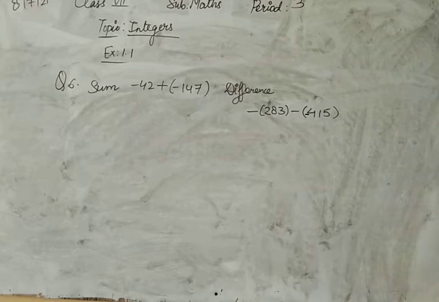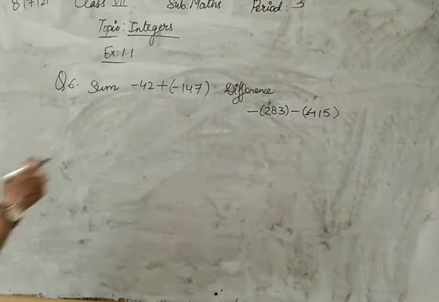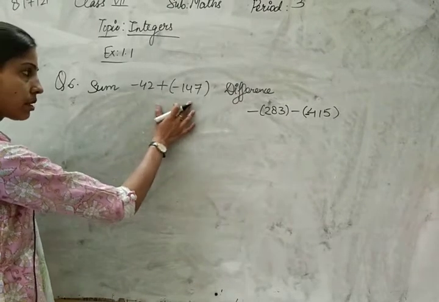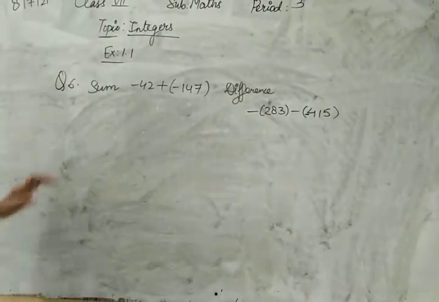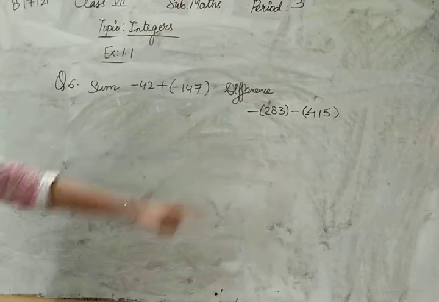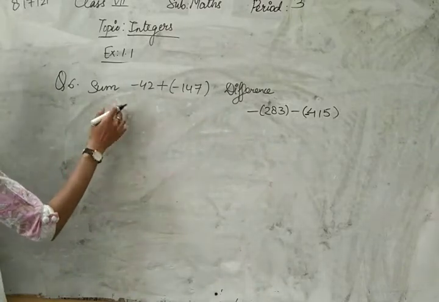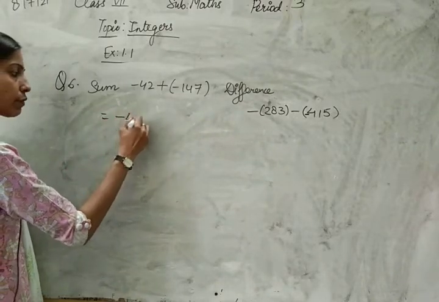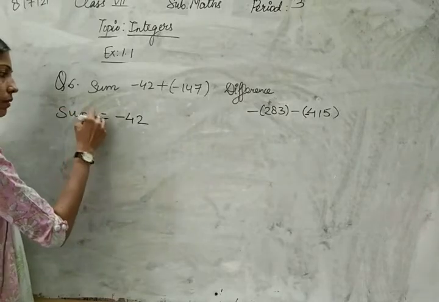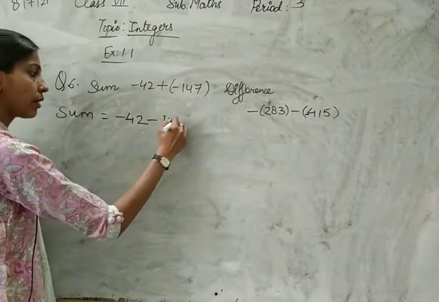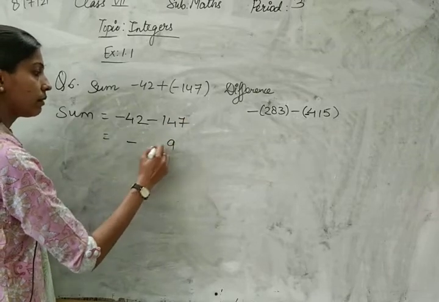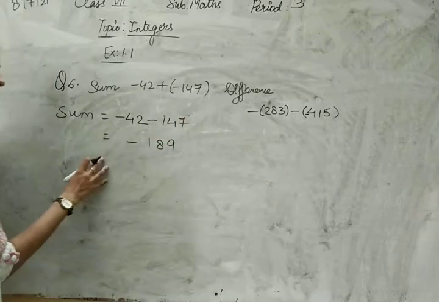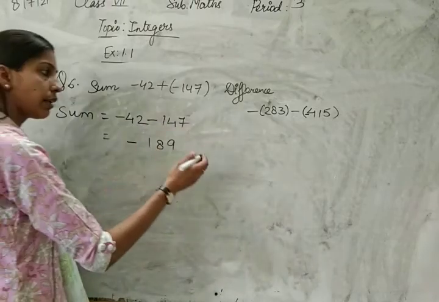In the sixth question, we have to find the sum of these two numbers and the difference of these two numbers, and then we have to subtract the sum from the difference. Okay, first we find the sum. Sum will be minus 42 plus minus 147. Answer will be 189. Sum is 189. Now find the difference.